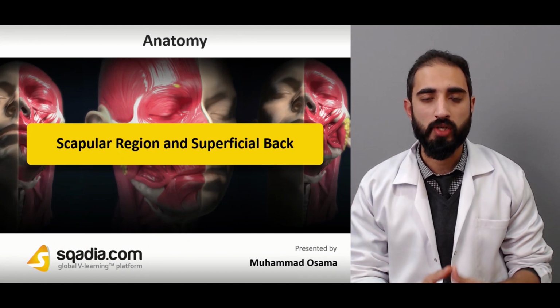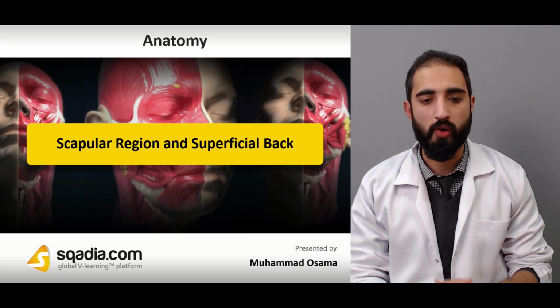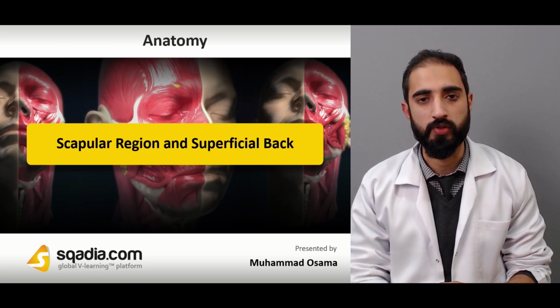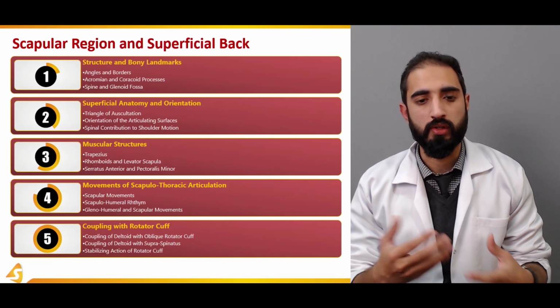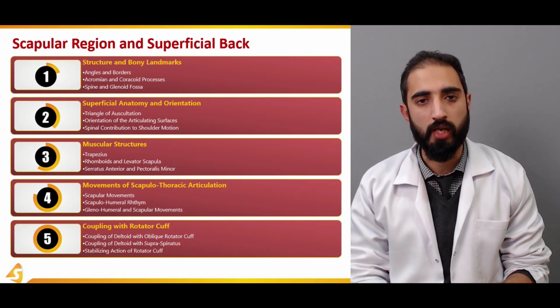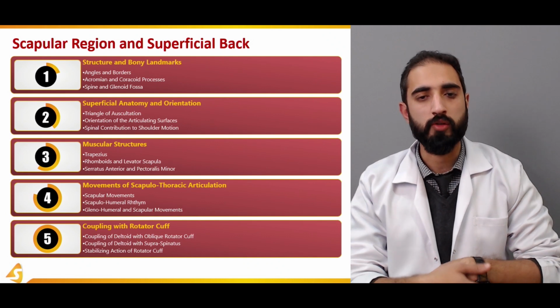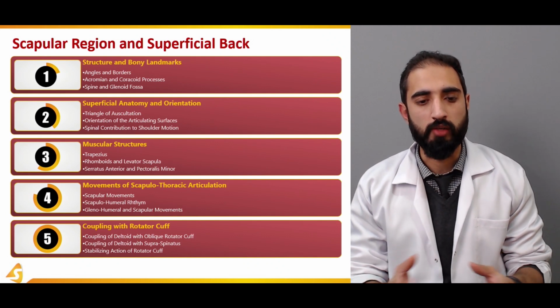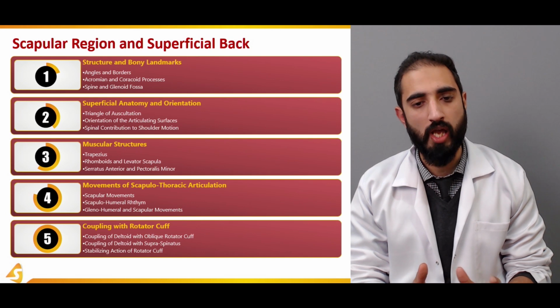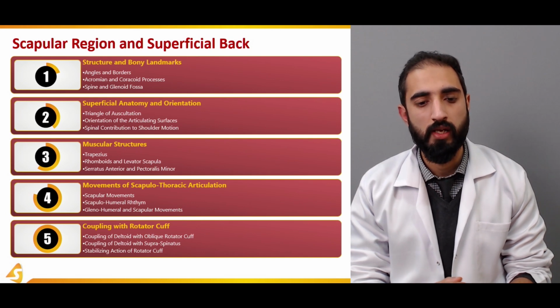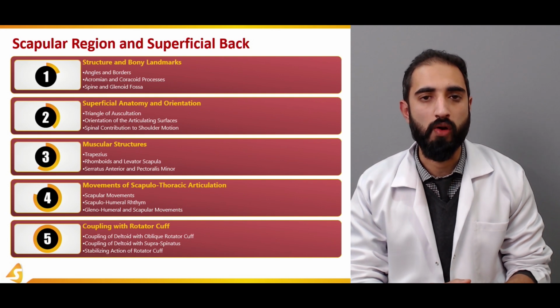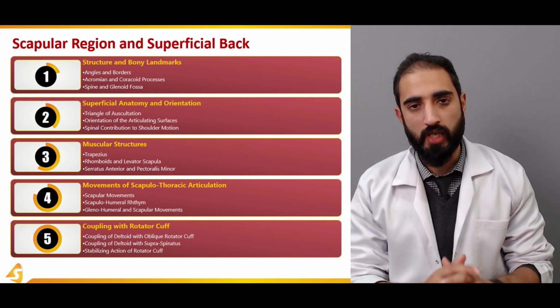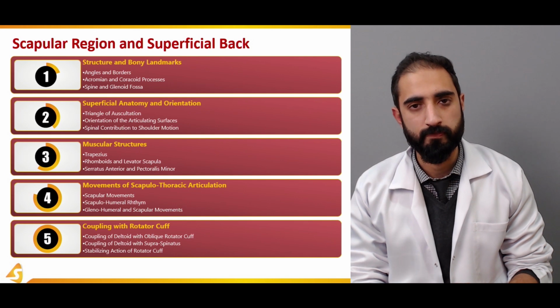My name is Mohammad Osama, and today we are going to talk about the scapular region and superficial back. In this lecture, we're going to talk about the structure and bony landmarks, the superficial anatomy and orientation, the muscular structures of the scapular region and superficial back, the movements of the scapulo-thoracic articulation, and the coupling of the scapula with the rotator cuff muscles.